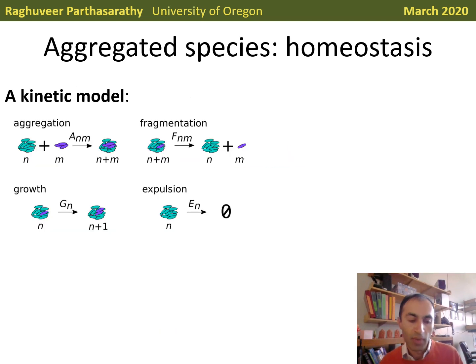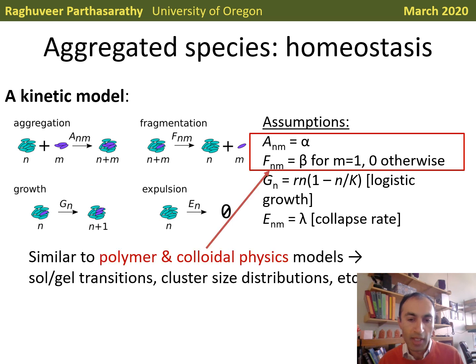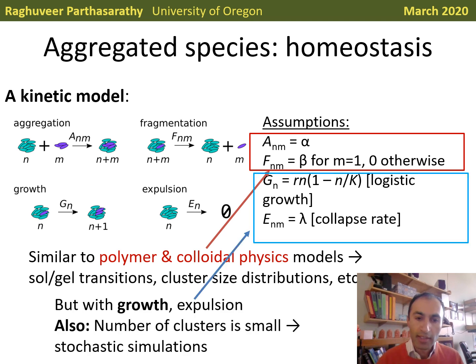If you stare at these movies for a while, you'll realize that there are a couple of key processes going on: aggregation of clusters, fragmentation, growth, and expulsion. You can write down a simple kinetic model for all of these with various parameters in them. I won't go into this in detail; you can read about it in the paper. But I'll point out that these aggregation and fragmentation components arise commonly in polymer and colloidal physics models, and from that, we know a lot about how these can lead to phase transitions, how they can allow us to predict cluster sizes, and so on. The growth and expulsion are essentially where the biology is, in cell division and transport down the gut.